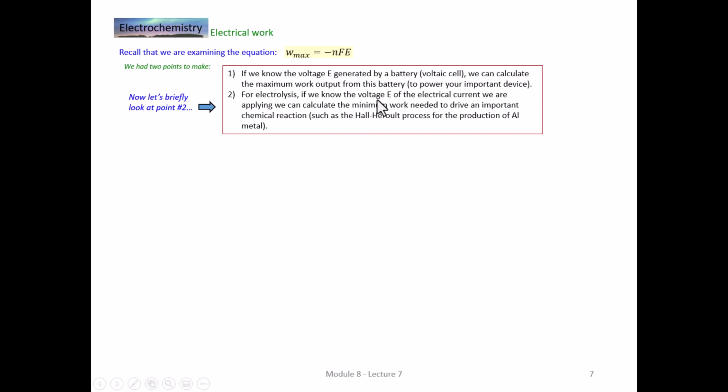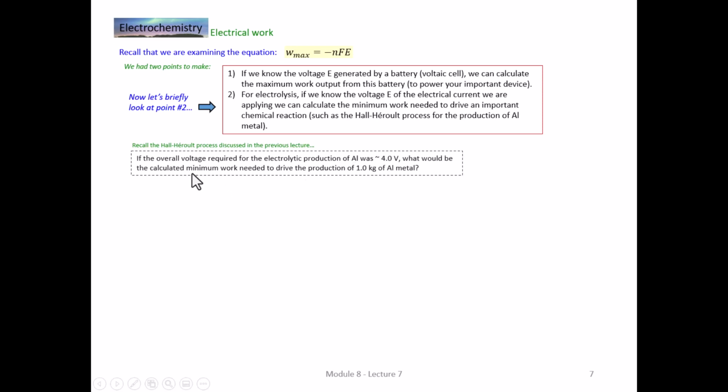If you know the voltage of the electrical current that you need to apply to get that reaction to go, you can calculate the minimum work needed to drive this reaction. And as an example, we're going to look at the production of aluminum metal. Now, recall when we discussed this process, which was called the Hall Héroult process, the overall voltage required for the electrolytic production of aluminum was about 4 volts. So what we'd like to do is calculate the minimum work needed to drive the production of a kilogram of aluminum metal. That would be about 2.2 pounds.